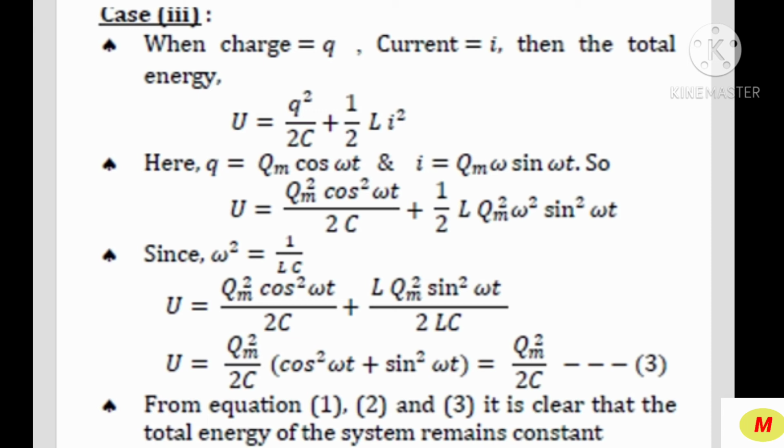Hence the equation becomes, here Qm squared by 2C is common, so you can take it outside. Hence the equation becomes capital U is equal to Qm squared divided by 2C into cos squared omega t plus sin squared omega t. We know that cos squared theta plus sin squared theta is equal to what? 1. So that the second term will become 1. Hence the equation becomes U is equal to capital Qm squared divided by 2C. This is equation number 3. From equation 1, 2 and 3, it is clear that the total energy of the system remains constant.